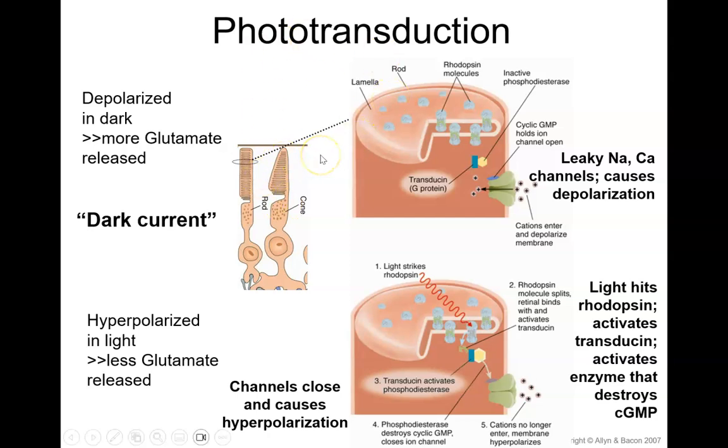This will work similarly for cones, but it's a little bit more complicated because each of those 3 types of cones has its own opsin. But please rest assured that this basically will work in a very similar way for cones. Now, photoreceptors are not like other neurons. So let's talk about what happens in the dark, and then we'll talk about what happens in the light.